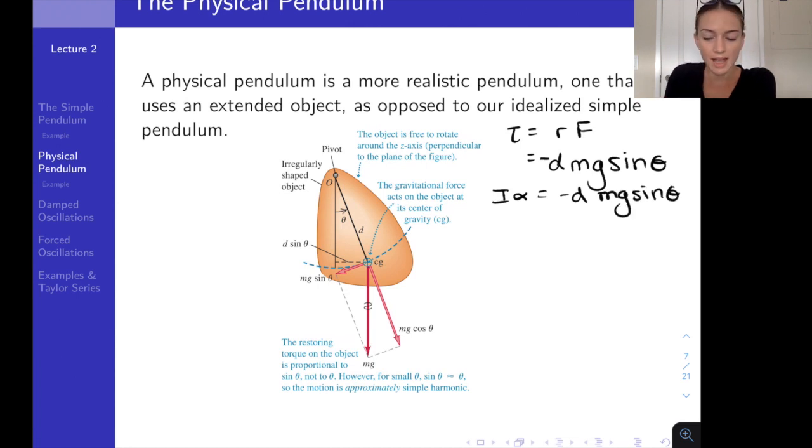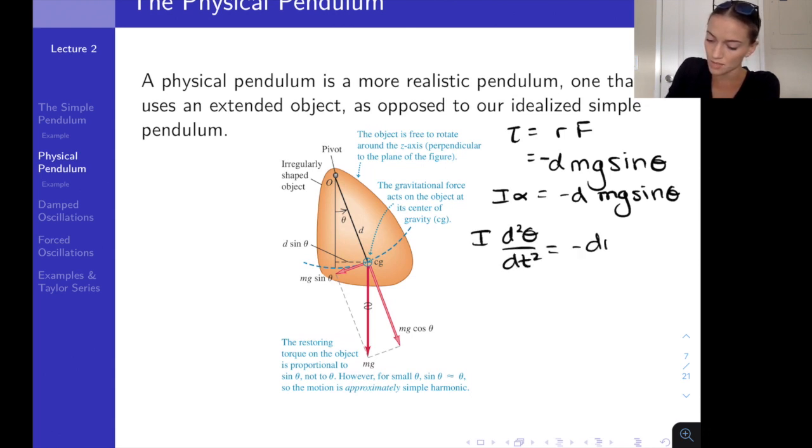And again, we're going to replace alpha by the double derivative of theta. So we have I d squared theta, and then we have negative dmg sine theta again. And here we can do the same thing with the small angle approximation. We replace sine theta with theta.